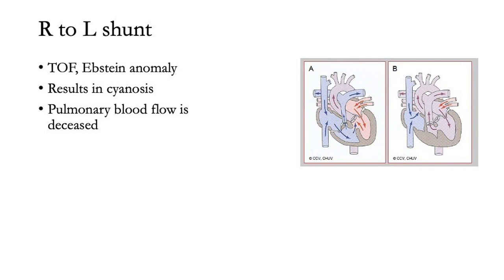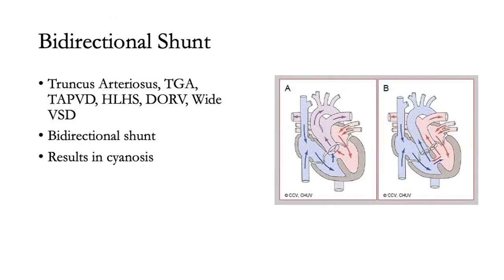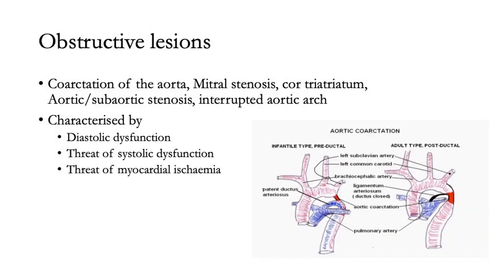Two examples of this are tetralogy of Fallot as shown in Figure A, and tricuspid atresia as shown in Figure B. Bidirectional shunts occur if the orifice is wide and the pressure gradient low, where blood may flow in one direction during systole and in the other during diastole, or may vary according to SVR, PVR, and respiratory pressure. Examples of this include truncus arteriosus as shown in Figure A, and transposition of the great arteries as shown in Figure B. Obstructive lesions include coarctation of the aorta, mitral stenosis, cor triatriatum, aortic stenosis, and interrupted aortic arch.